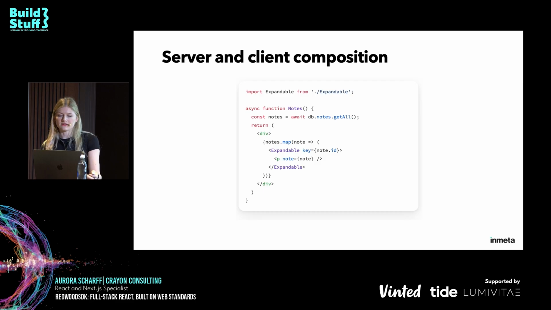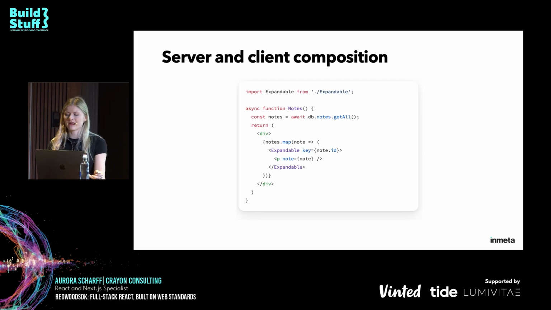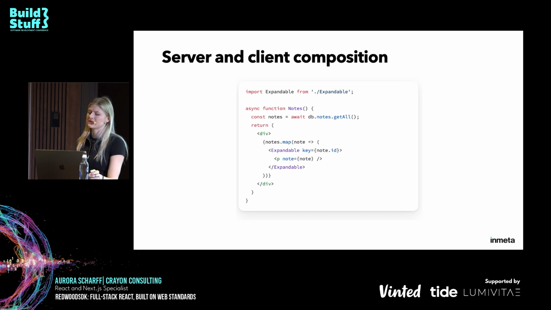So when you have both client and server components, you might need to compose them together. Here, we're creating an expandable client component that contains state, and we can wrap this around server content. And this pattern is also often called the donut pattern. It allows you to build basically whatever you want.